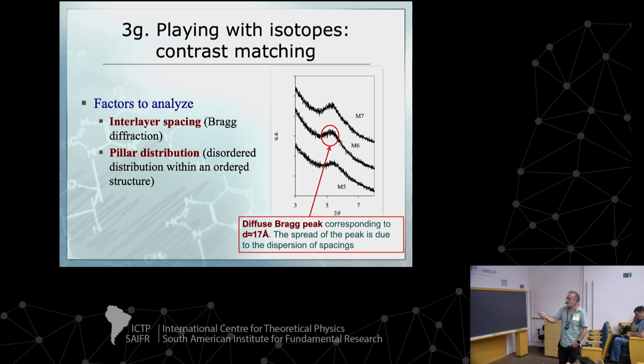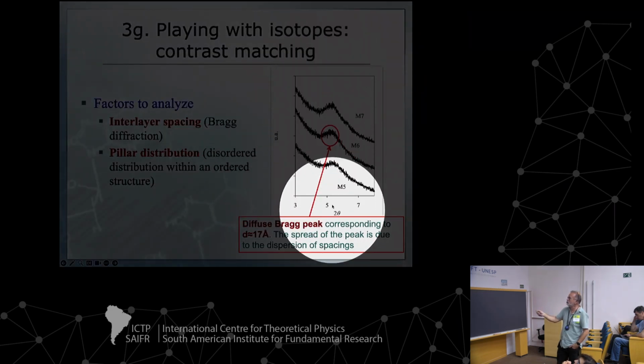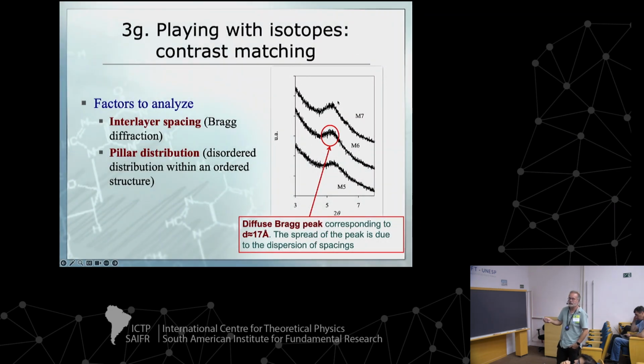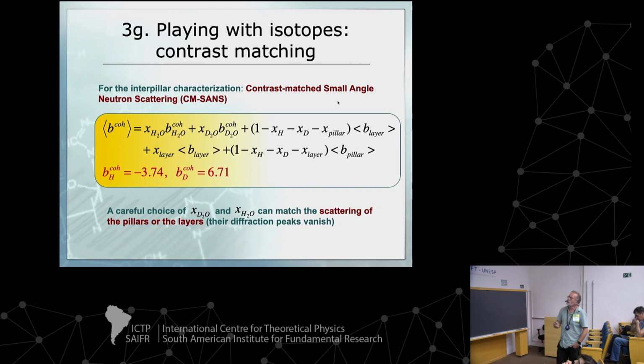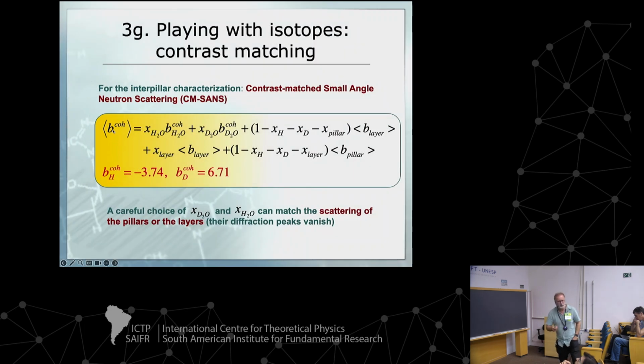Okay, contrast matching. The interlayer spacing, for instance, this is what you see: these peaks for the different samples. The peak comes from the interlayer spacing. That one does not create any problem. But if you want the pillar distribution, well, you do this trick. You can calculate what's the scattering length, or the scattering factor, of the pillar, because you know the composition of the pillar, right?